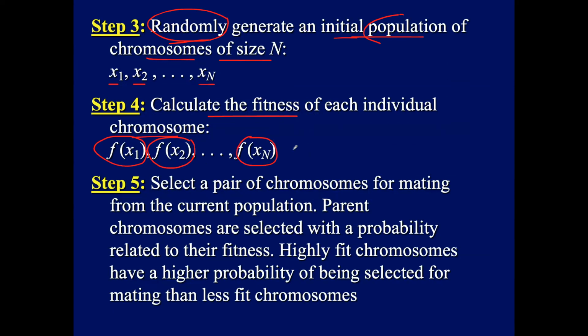In step 5, when we calculate the fitness of each individual chromosome, we can determine the aggregated fitness of the population to see whether it's good enough to solve our problem. If it's not good enough, we say that we have to now produce a new population. So step 5 is the one that indicates how we can try to produce new chromosomes for a new population. So we select a pair of chromosomes for mating from the current population. So to be able to produce a new population, first of all, you must get parents from the current population. Now, the parent chromosomes are selected with a probability related to their fitness, such that highly fit chromosomes have a higher probability of being selected for mating than less fit chromosomes.